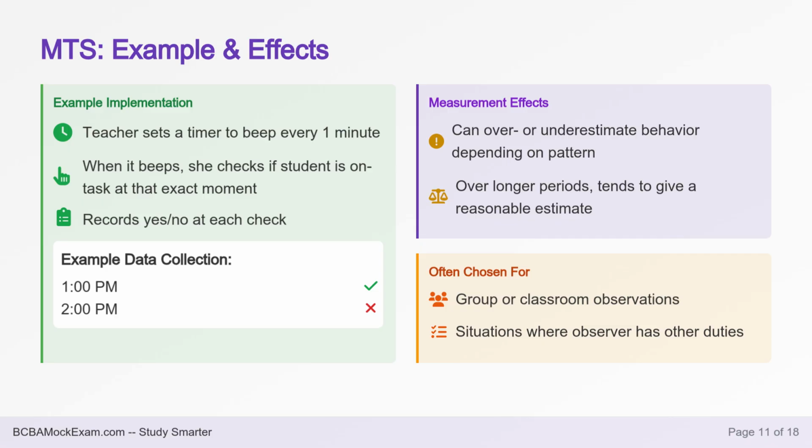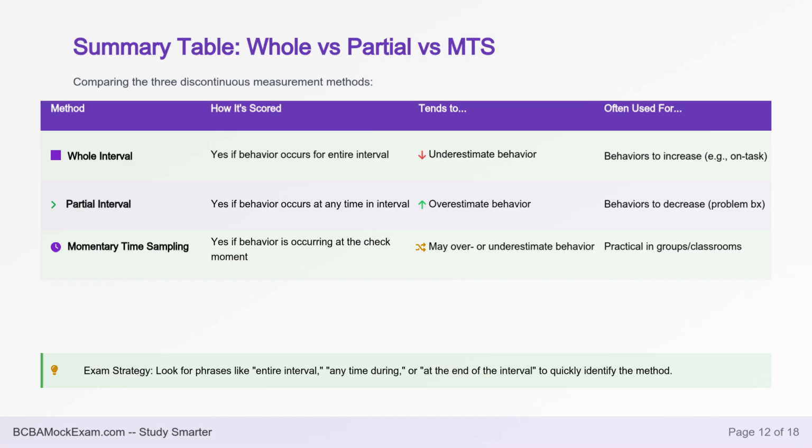MTS can overestimate or underestimate behavior depending on the pattern, for example, if the behavior tends to happen right after or right before checks. But over longer observation periods, it often gives a reasonable estimate of behavior levels. It's often chosen when you're observing groups or classrooms, or when the observer has other responsibilities and can't collect continuous or interval-by-interval data. Let's zoom out and compare all three methods.